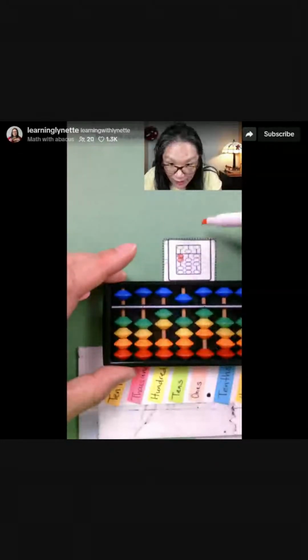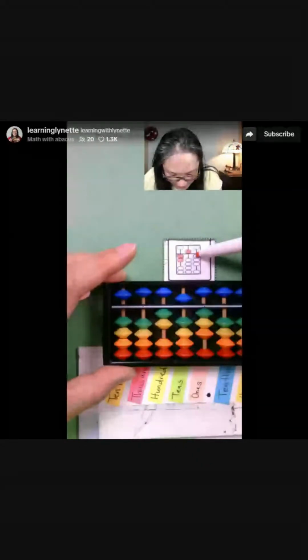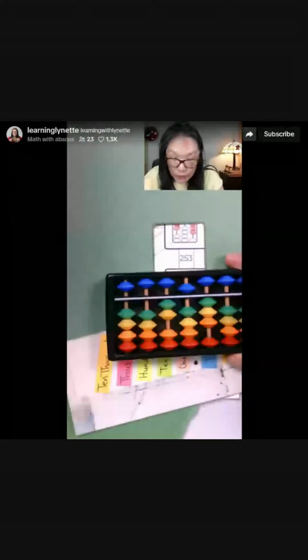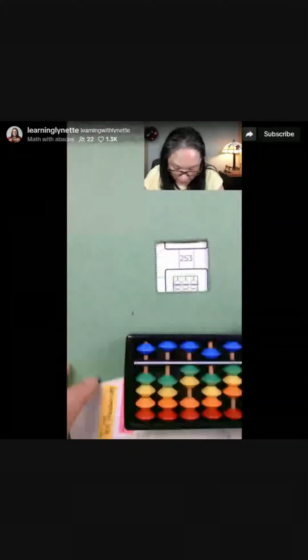This is 5, and this is 3. 1, 2, 3. So my final answer is 253. So that's what 253 looks like. When we look, we have this number. Oh, this one's easy. We have our hundreds, our tens, and then we have our ones. And if I color it in, this is my hundreds. 5, 6, 7, 8, 9. 5, 6, 7, 8. And then 5, 6, 7. What do we have?